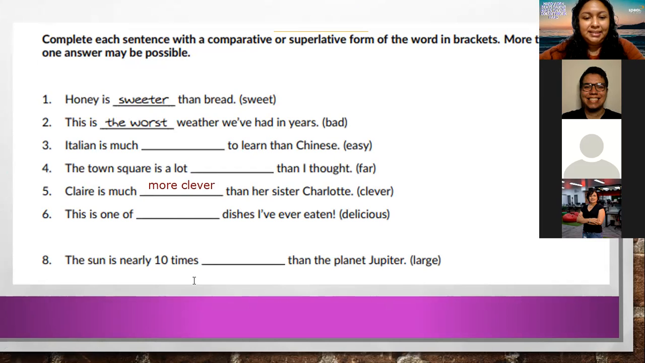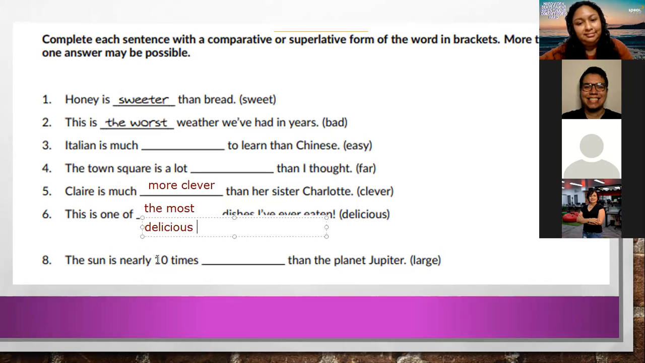Her sister Charlotte. Okay, and we're going to go to number 6, and that's going to be the last one. Wendy, can you help us with number 6? Yes, this is one of the most delicious dishes I've ever eaten. There you go. Of the most delicious. I bet you've had many delicious dishes in your life, right? Okay, very good.